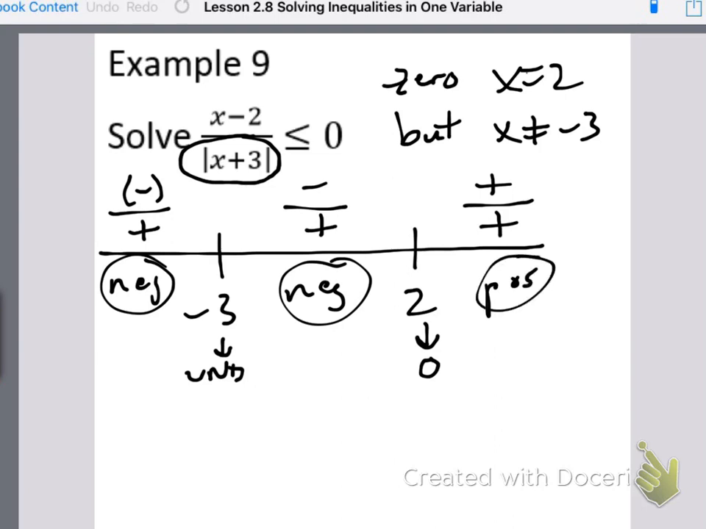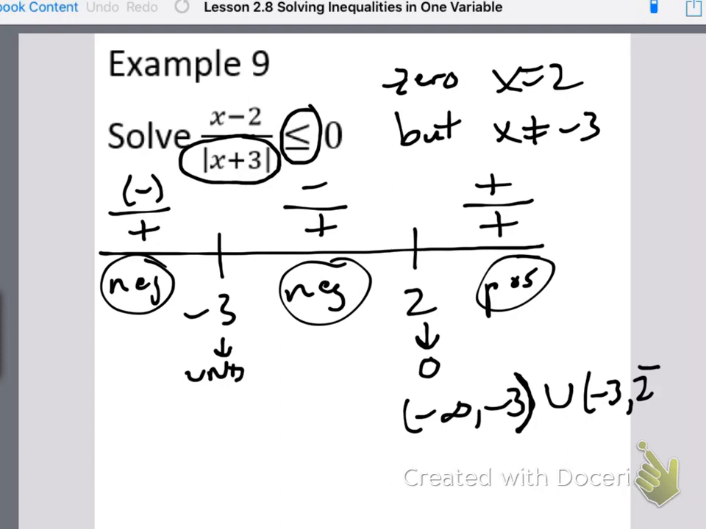Now, the problem wants to know what values of x make this function less than or equal to 0. Well, from -infinity to -3, I put a parenthesis there because at -3 the function is undefined. Union with -3 to 2. But I bracket 2 because 2 is a 0. Since 2 is a 0, I bracket it. And there's my answer.